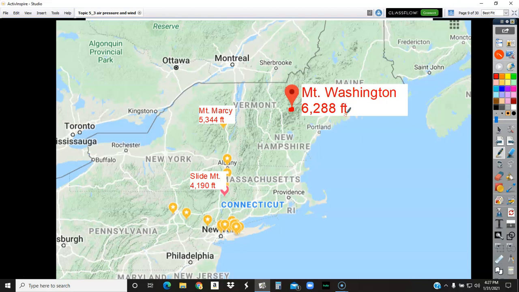So I'll put that link on Canvas. Just to compare, Slide Mountain, which sits in the Catskills not too far away from us, if you go a little farther west across the river, is a little over 4,000 feet. And Mount Marcy, which is the tallest mountain in New York State, sits in the Adirondacks at 5,344 feet. So Mount Washington is almost 1,000 feet taller than Marcy.